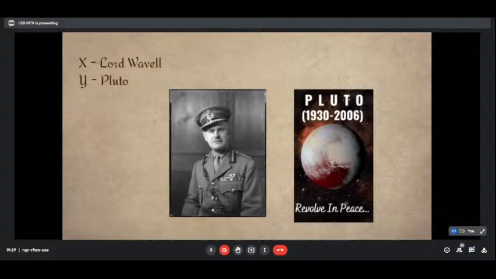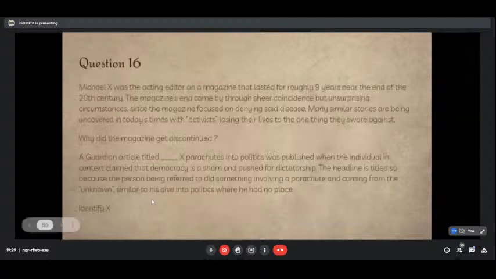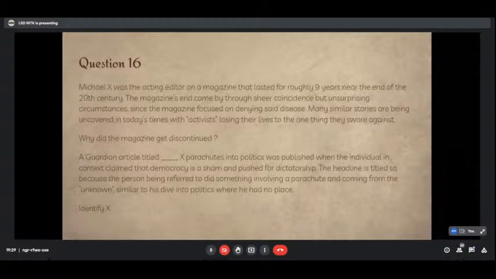Question 16. Did anyone get this? Is X Bloomberg? No, X is not Bloomberg. Did anyone get why the magazine was discontinued? I thought that would be simpler. He died, no? Who died? Denied AIDS. Denied AIDS. Right, yeah. Something like that, that's what we were looking for.